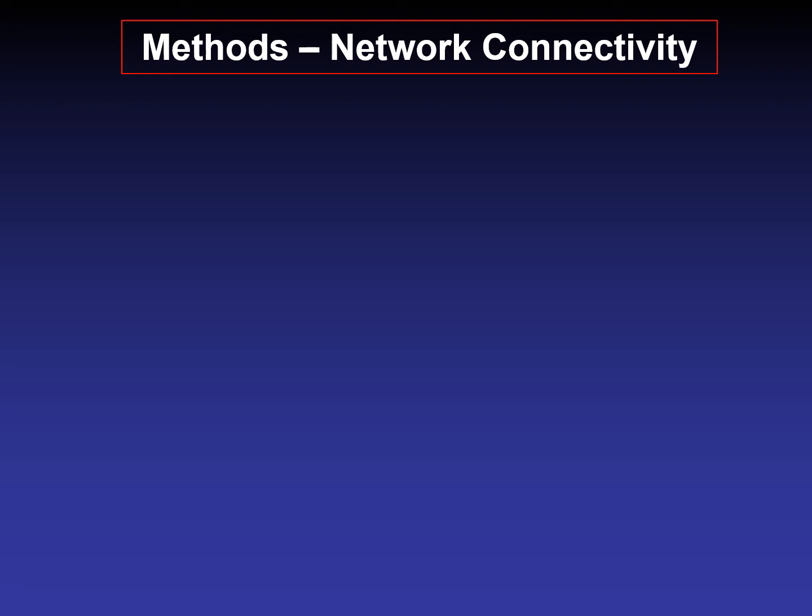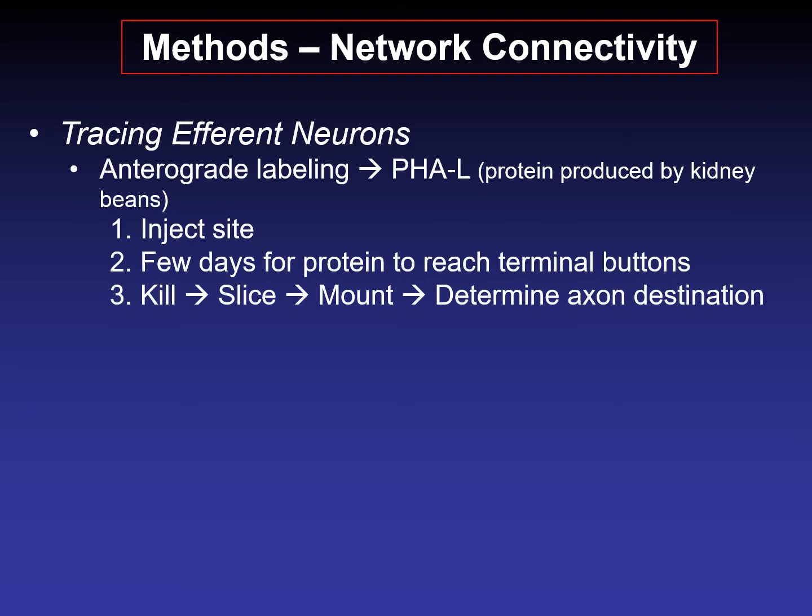And to do this, we can use tracing methods. We can trace efferent connections. Efferent connections would be ones that are leaving the hippocampus, or we can trace the afferent connections. Those are the connections that are coming into the hippocampus. So to trace efferent connections, we would use anterograde labeling. And this usually involves collecting PHAL, a protein produced by kidney beans, actually. And so we would take these proteins, attach a fluorescent dye to them, and inject them into the hippocampus.